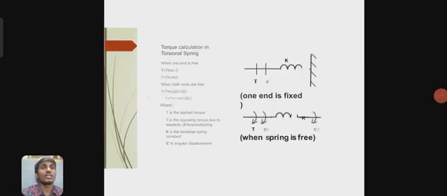So torque calculation in torsional spring. When one end is fixed, we get T = Tk = Kθ. When both ends are free, T = K(θ1 - θ2). So these are the two ends of the spring. Here T is the applied torque, Tk is the opposing torque due to elasticity of the torsional spring, K is the torsional spring constant, and θ is the angular displacement.